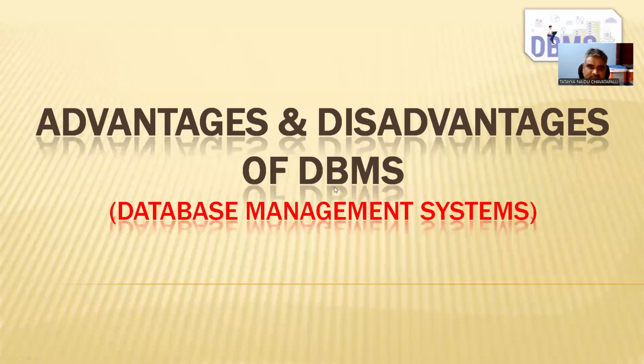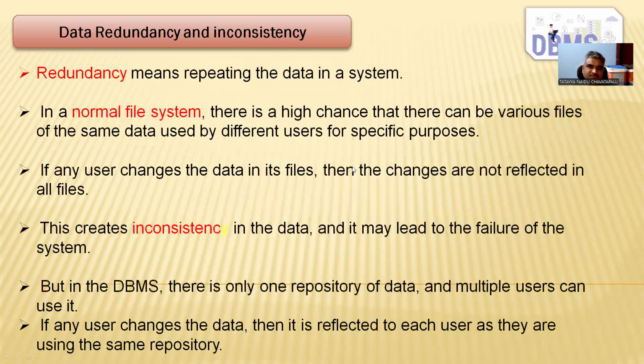The next topic in DBMS: advantages and disadvantages of DBMS. Now, first one, data redundancy and inconsistency. Redundancy means repeating the data in a system. In a normal file system, there is a high chance of various files of the same data being used by different users for specific purposes.